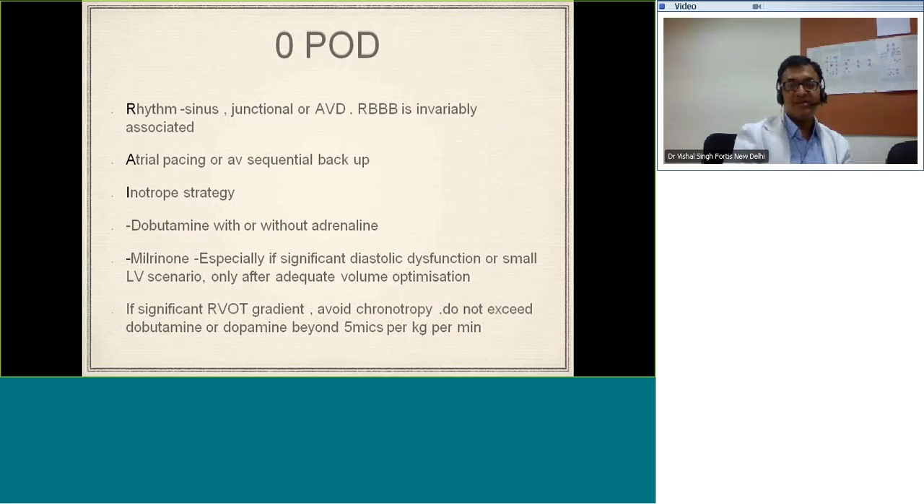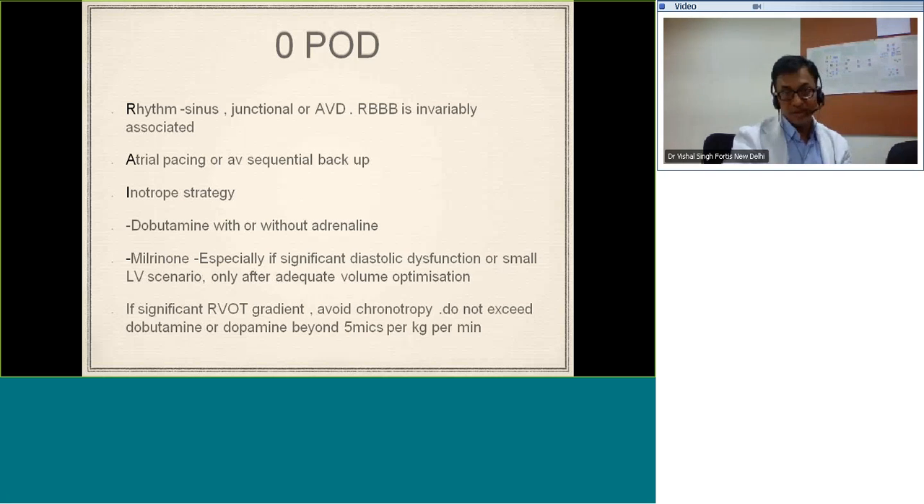You have to see whether the patient is on atrial pacing or AV sequential backup, depending on his rhythm. Sometimes a slow junctional may require atrial pacing, AV dissociation may require AV sequential, and so on and so forth. A slow sinus sometimes may require atrial pacing, especially if there is an element of very rapid rewarming and the patient is actually not warmed up as much as he should have been.